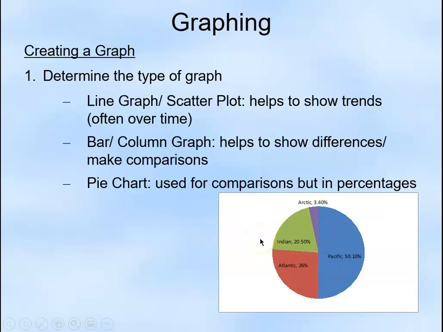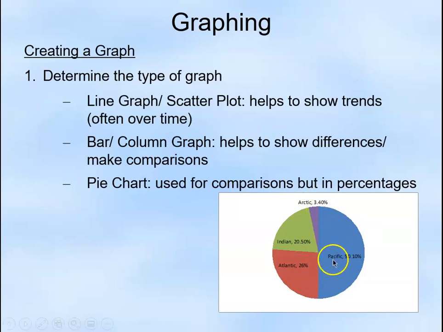So for example, we're looking at the oceans on Earth, and we can look at how much of the total ocean is made up by each ocean. So in blue, we have the Pacific, in red, we have the Atlantic, in green, we have the Indian, and in purple, we have the Arctic. So from looking at this pie chart, even if these percentages weren't shown here, you can get an idea of about how much of the overall ocean is taken up by each one.